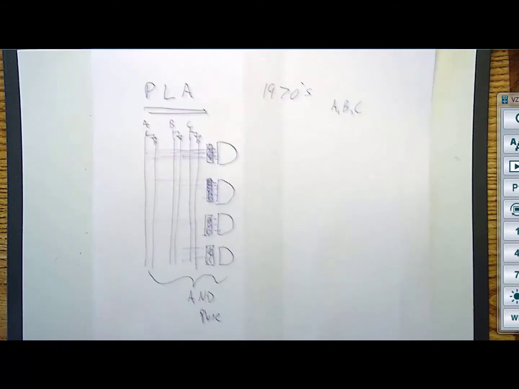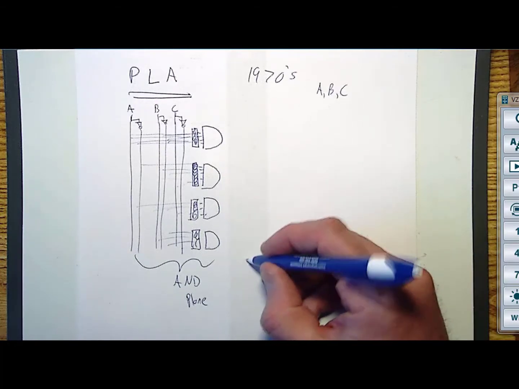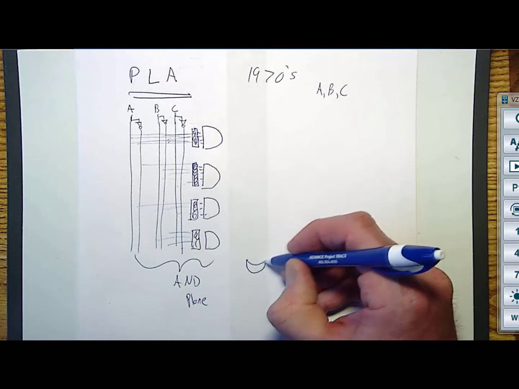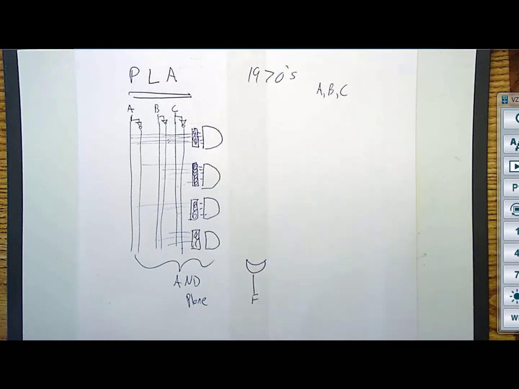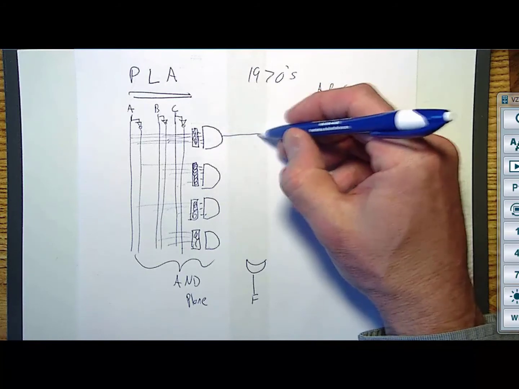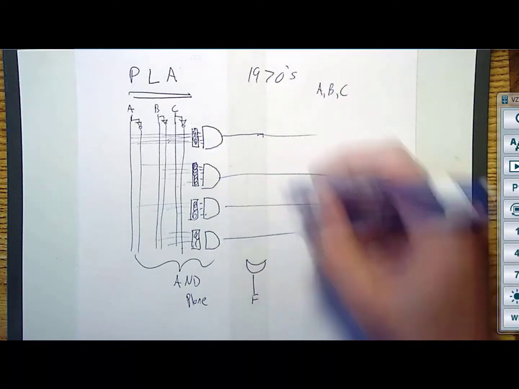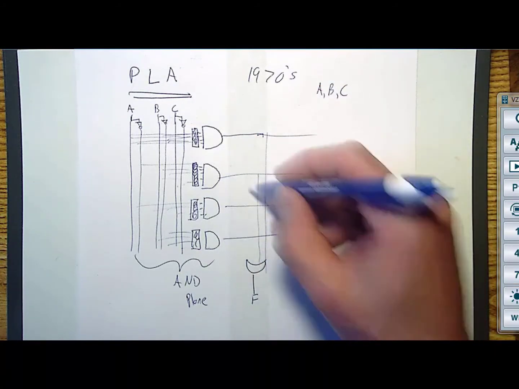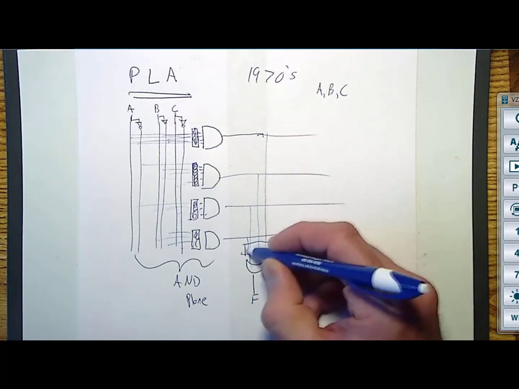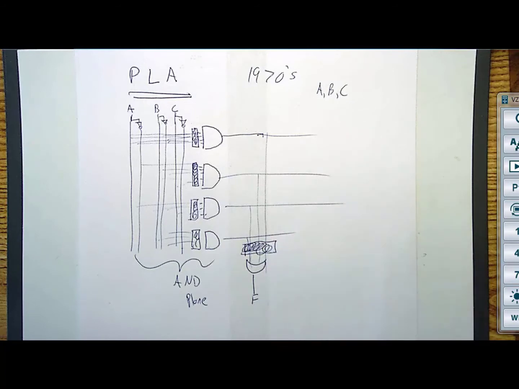So you need the OR part of it. They'd come down here and put an OR gate, and the OR gate would have a single output. Then they would bring all of these down into the OR gate. And instead of connecting those up, we'll have a programmable region here also.